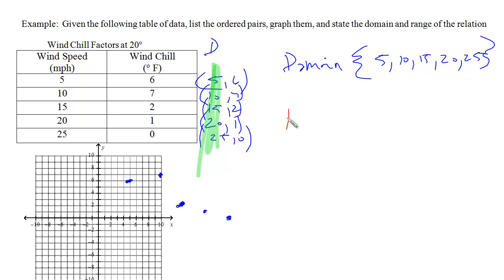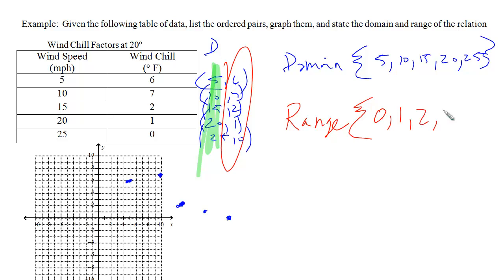And then we'll list the range, which is just these y values. Again, you list them in order, so they don't necessarily correspond to one another. So that would be 0, 1, 2, 6, and 7. And so we have the domain and range.